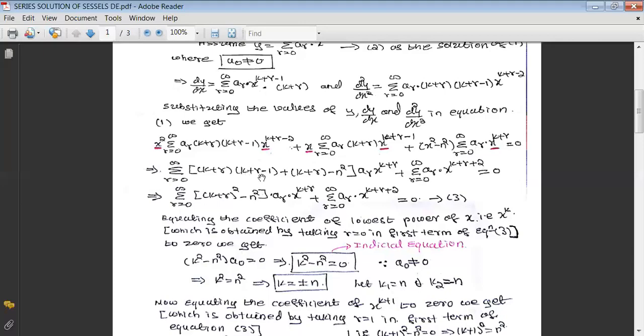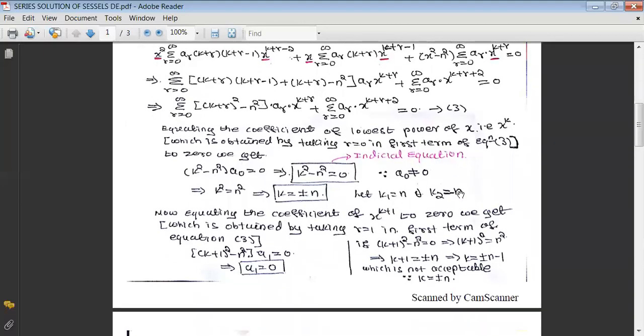Then we left k plus r minus 1 plus 1. And plus 1 minus 1 will get cancelled. So we find k plus r into k plus r. That results in k plus r whole square minus n square as it is into ar into x raised to k plus r, plus this one as it is, that is summation r varies from 0 to infinity ar into x raised to k plus r plus 2, and that one equals 0. Now let us take it as equation 3.